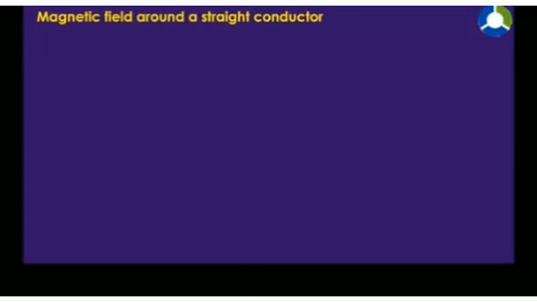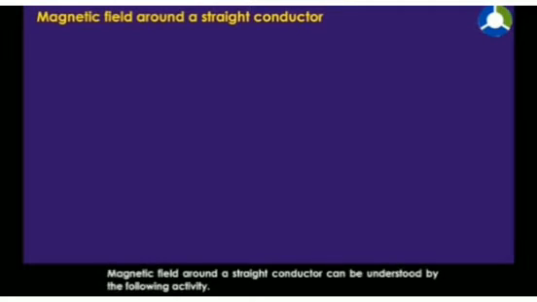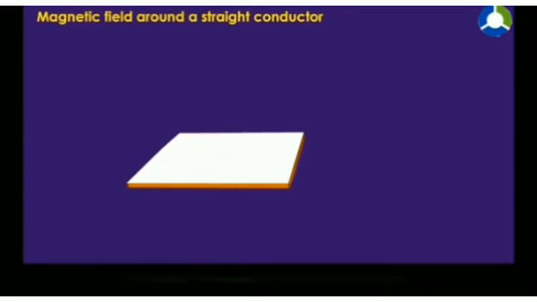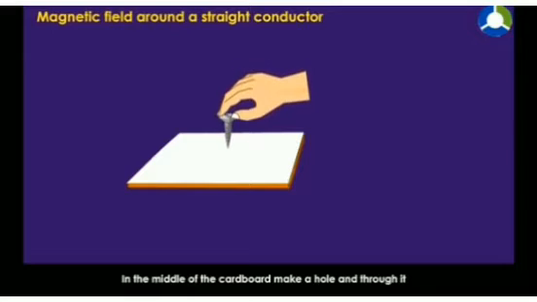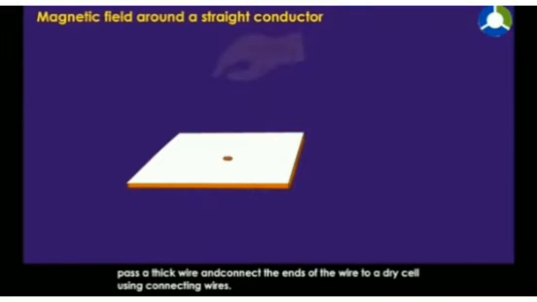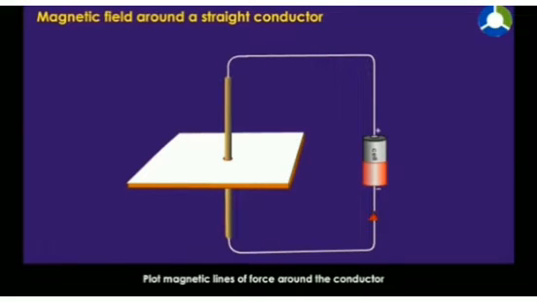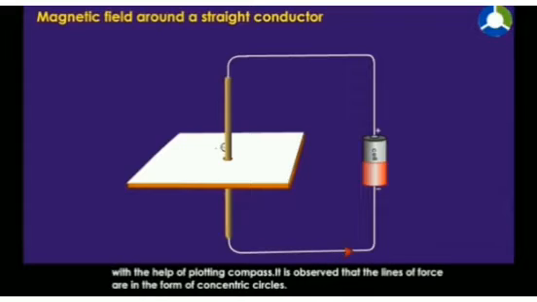Magnetic field around a straight conductor can be understood by the following activity. Take a flat cardboard and cover it with a white sheet of paper. In the middle of the cardboard, make a hole and pass a thick wire through it, and connect the ends of the wire to a cell using a connecting wire. Plot magnetic lines of force around the conductor with the help of a plotting compass.